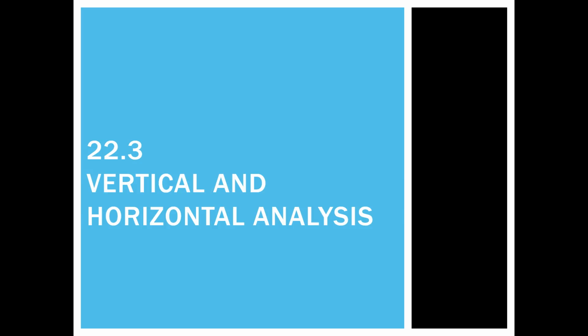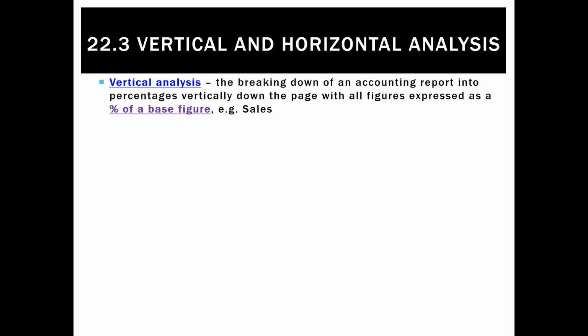Our first tool for analysing a company is something called vertical and horizontal analysis, and it doesn't really take any accounting skill, just some basic maths. So vertical analysis goes down the page, and what we do is we express every number in an accounting report as a percentage of a base figure, and we usually do that as sales.